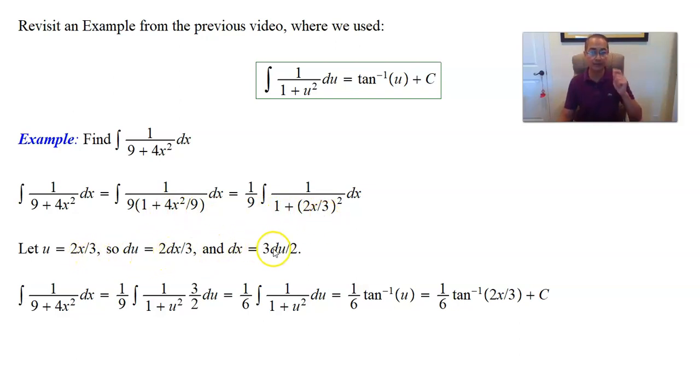Solve for du, solve for dx. Change, we now have 1/9, 1 over 1 plus u squared. dx is 3/2 du. We can take out the 3/2. 3 cancels with 9, we get 1/6. And inverse tan, bring back u is 2x over 3.